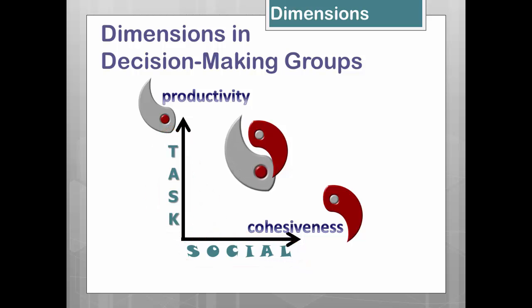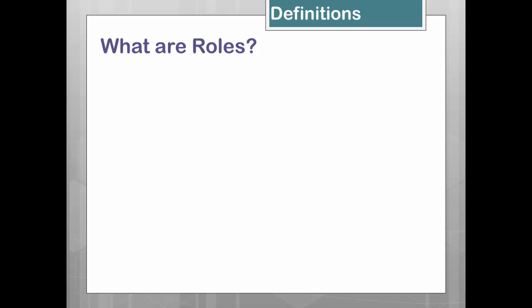Exclusive emphasis on the task creates a group that is constantly under stress and dealing with lots of conflict. On the other hand, too much emphasis on the social dimension results in a good time, but not much work getting done. Now let's get back to roles and define what a role is.